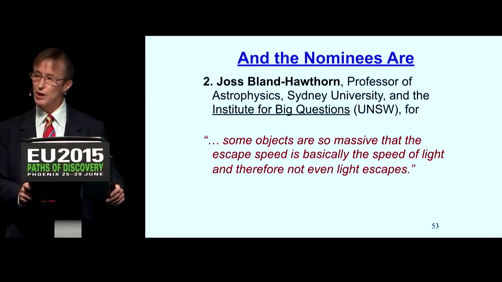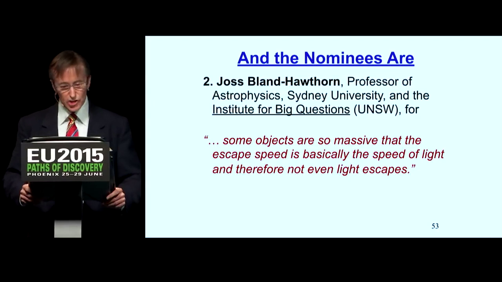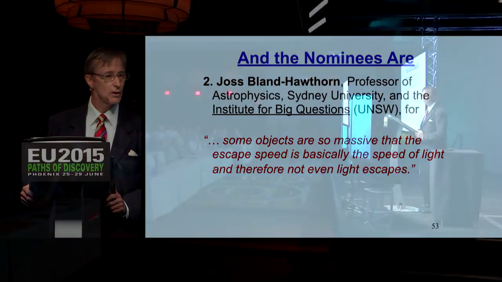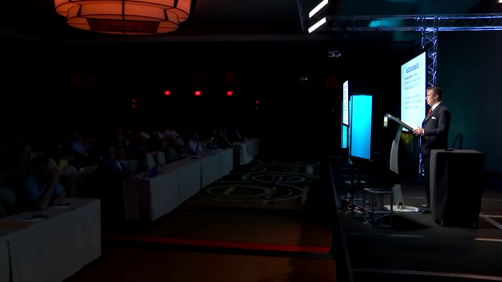I know, I watched it and I downloaded it. Some objects are so massive that the escape speed is basically the speed of light and therefore not even light escapes. You know, the journalist sat there like a stunned mullet because he didn't even know what he said. But we know what he said. This is because he's saying that black hole event horizons, well, they have that schizophrenic property of having and not having an escape velocity at the same place. So he's a good candidate.